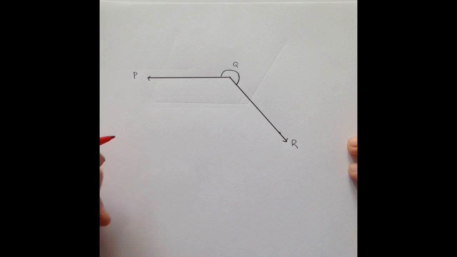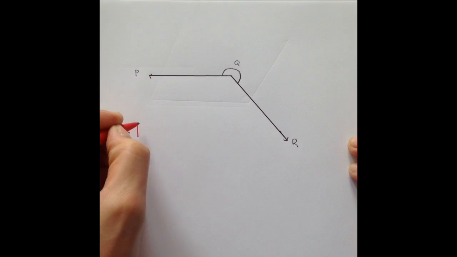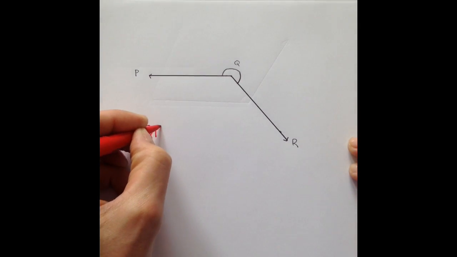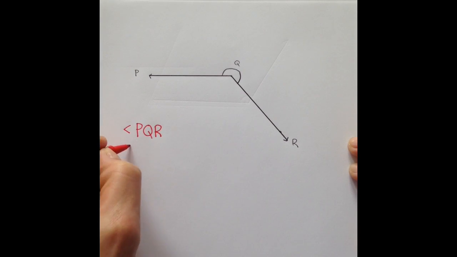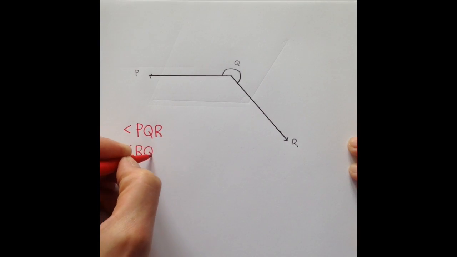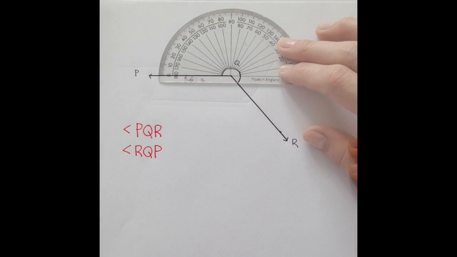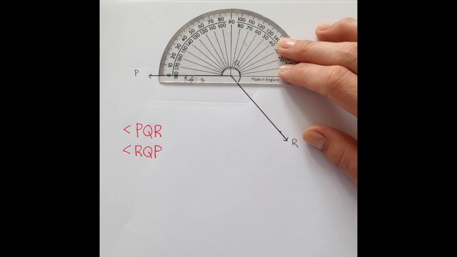This angle can be named angle PQR, or it can be named angle RQP. This is a reflex angle, so it takes 2 steps to measure it.